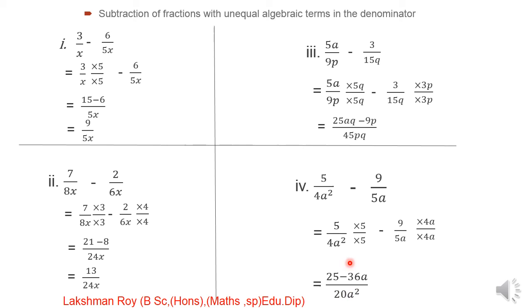Then you get the denominator 20a square. What is the numerator? Here 5 into 5 is 25. Here 9 into 4a means 9 into 4, which is 36a. So this can't be simplified. Why? 25 and 36a are unlike terms. So that is the answer.